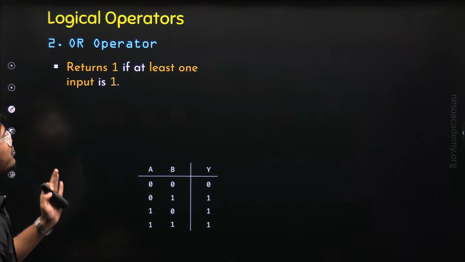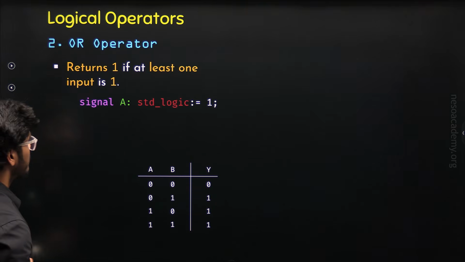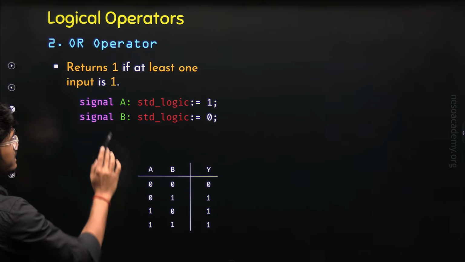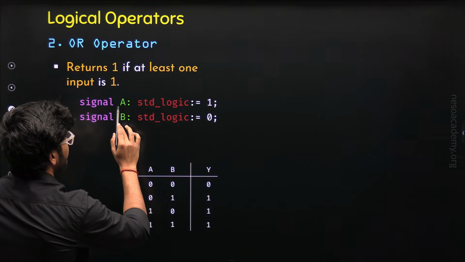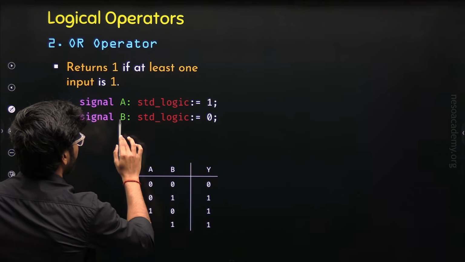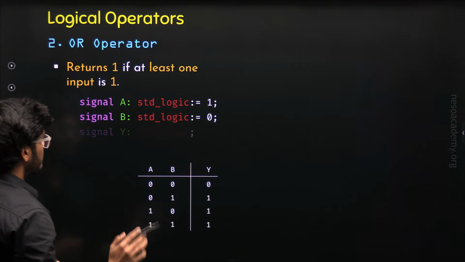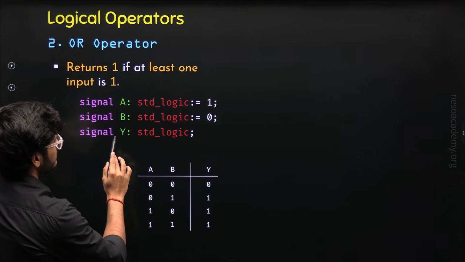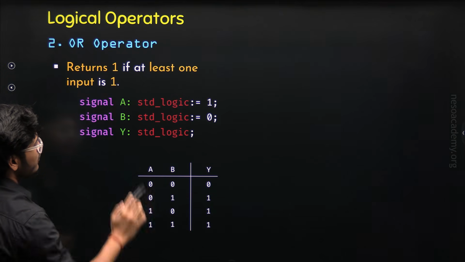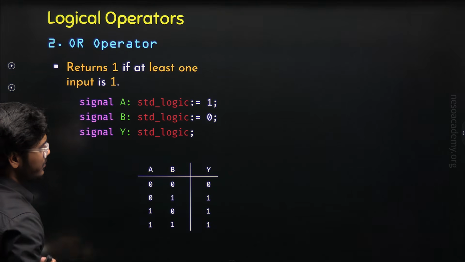Now let's see how to use the OR operator in VHDL code. For that, I am creating two signals A and B with standard logic data type and assigning A as 1 and B as 0. Then creating another signal Y with standard logic data type, and this Y will store the result of A or B operation.